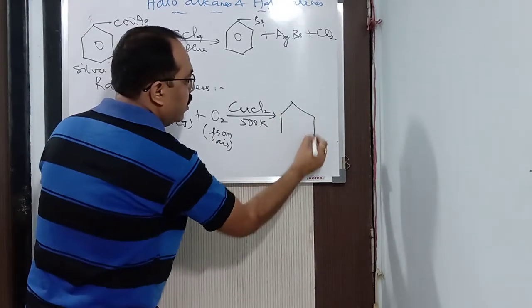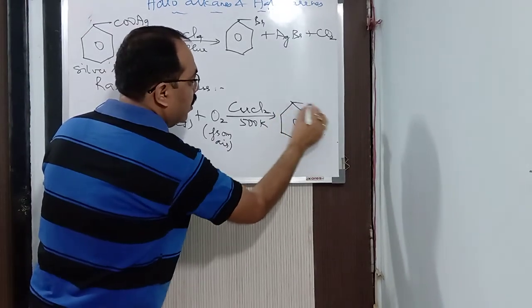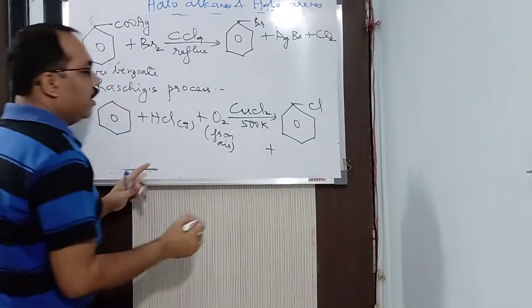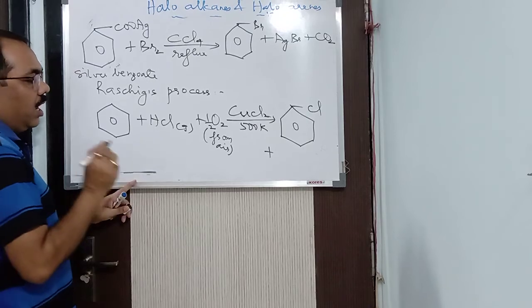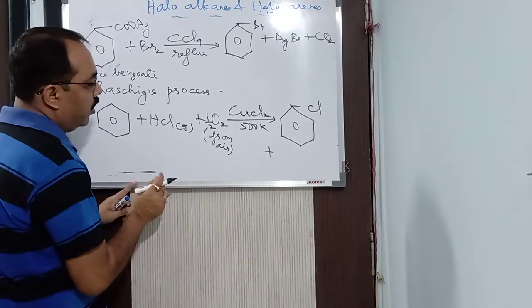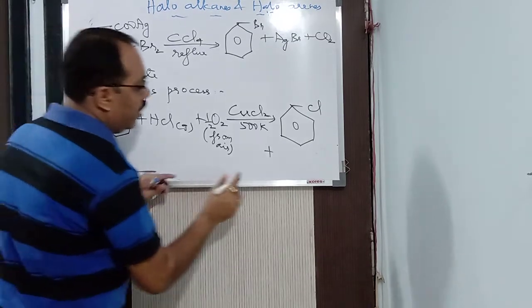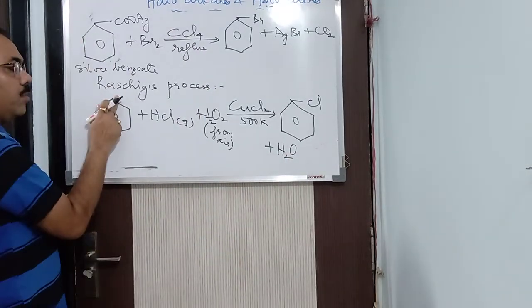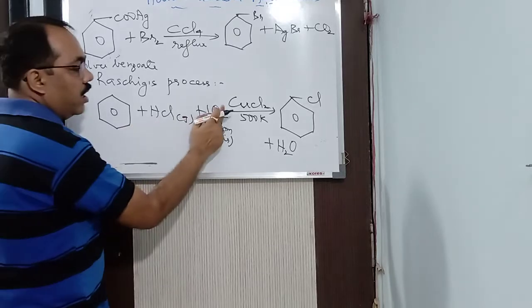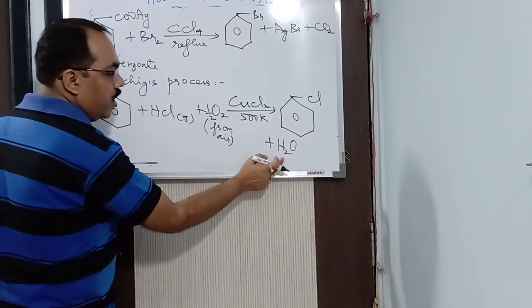What I am going to get here is nothing but chlorobenzene. Now, if you take half a molecule of oxygen, then what I am going to get is water, because one hydrogen is being released from here, this hydrogen plus this hydrogen, and here half a molecule of oxygen I have taken. What I'm going to get is water.